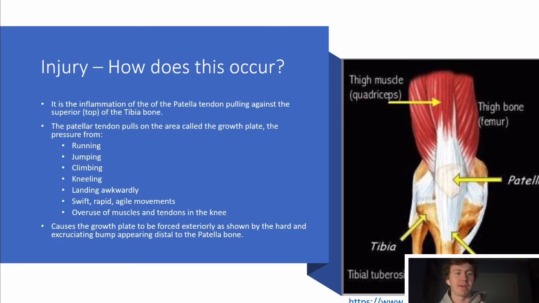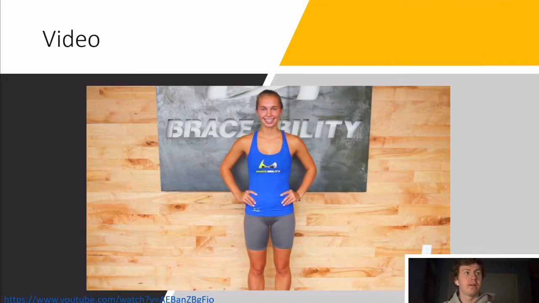But yeah, the growth plate is forced exteriorly, shown as the hard, excruciating bump appearing distal to the patellar bone. So we have a short video here, maybe a couple of minutes long, showing you some exercises and different stretching you can do to help reduce the pain and probably speed up the recovery of Osgood-Schlatter. So we'll have a look at this video.